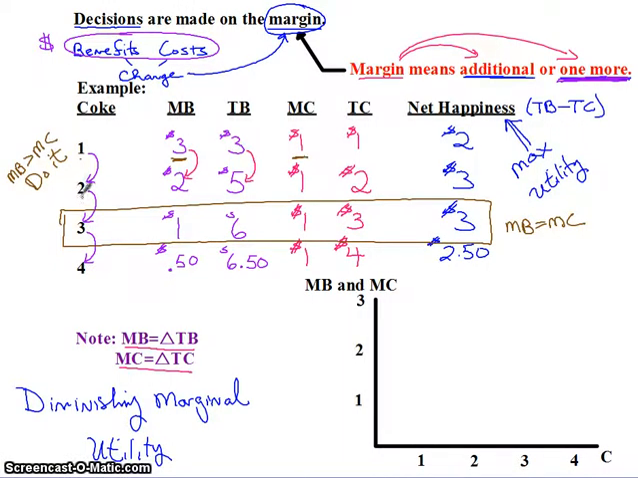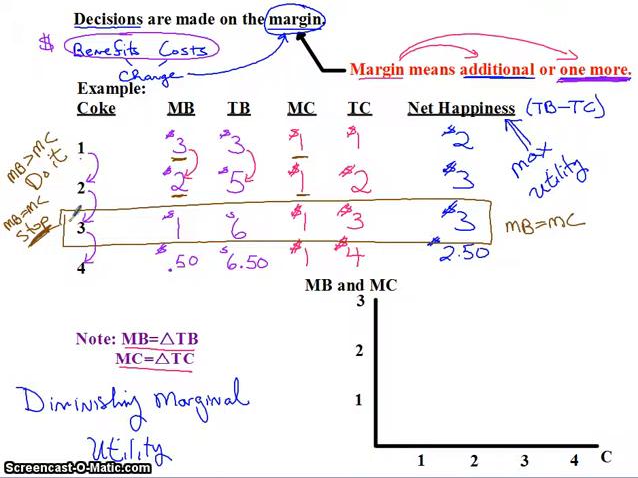Coke number 2. Do I do it? Yes, I do. Why? Because the marginal benefit is greater than the marginal cost. I get $2 of benefits, and I only have to pay $1 for it. Coke number 3. What do we do? Well, marginal benefit equals the marginal cost. Wherever the marginal benefit equals the marginal cost, that's where we stop. Okay? That's how many we buy.